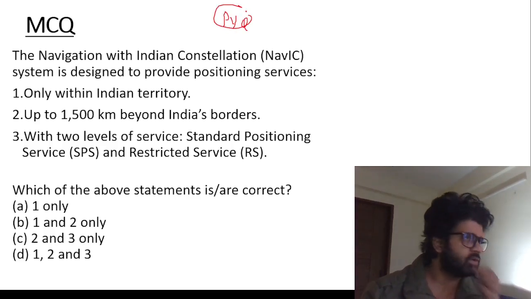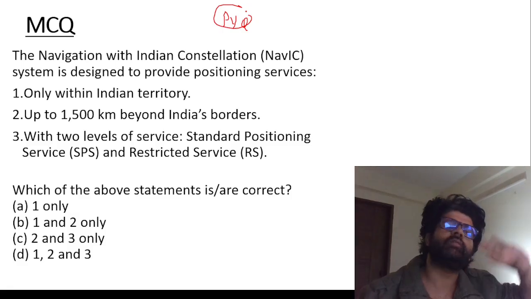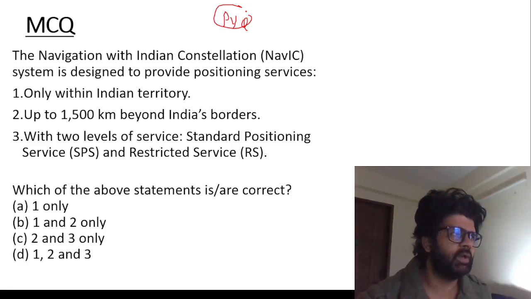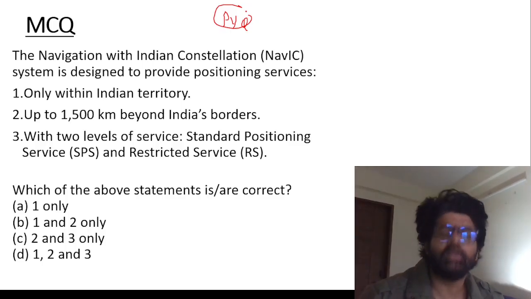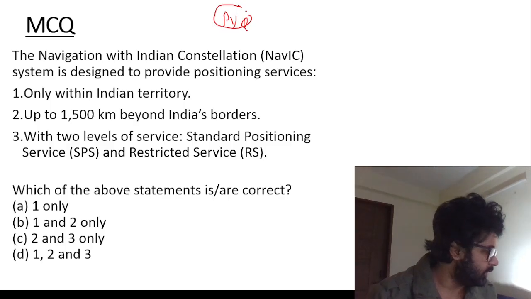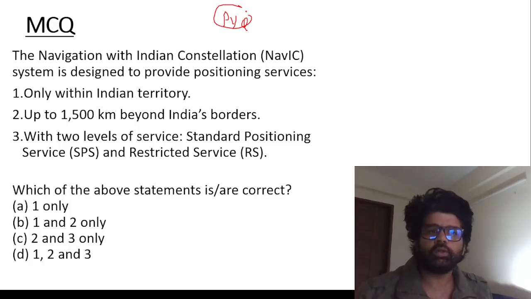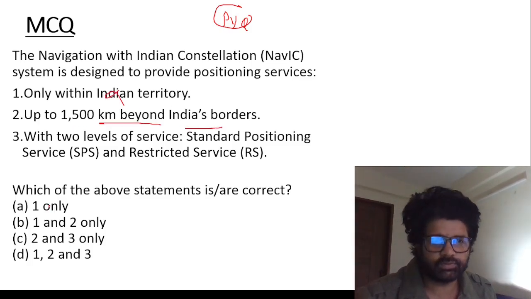That PYQ has lost meaning now because it is talking from that time's perspective, when there were 7 satellites; now we have around 9 satellites. But still, solve this question. What is the answer to this particular question? It will provide positioning services up to 1500 kilometers beyond Indian borders, not only Indian territory. So the first is wrong. If you eliminate the first, you'll get the answer: C, 2 and 3 only.